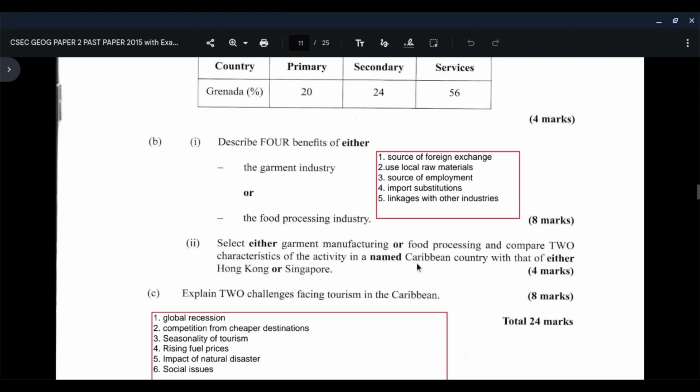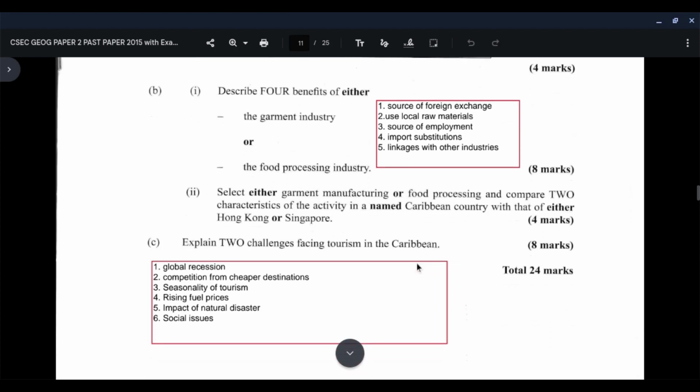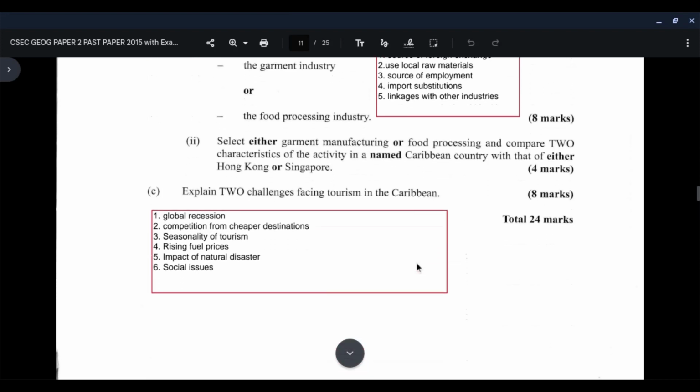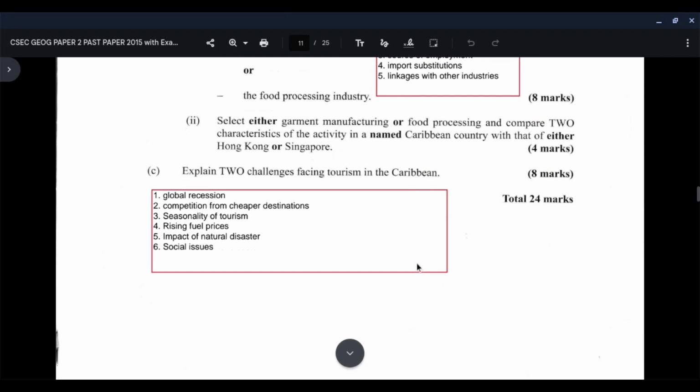Remember, now, you can only select one, either the garment or the food processing industry, and you focus on the Caribbean and you select either Hong Kong or Singapore depending on which one of the industries you selected, and you can narrow down the Caribbean country to one.